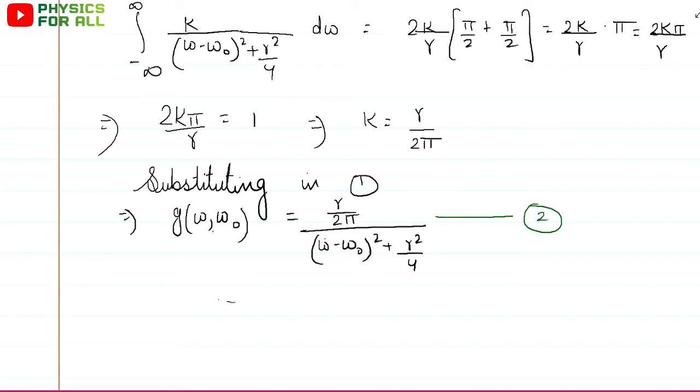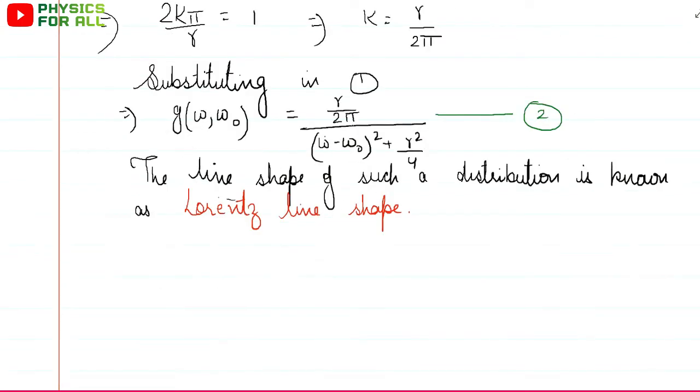So the line shape of such a distribution is known as Lorentzian. As mentioned earlier, homogeneous broadening mechanisms give us Lorentzian distributions. So the line shape of such a distribution is known as Lorentz line shape. We have found g omega omega naught, the value.